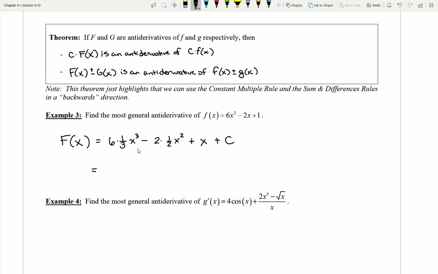Now, of course, I could simplify a little bit more after this. 6 times 1/3 is going to create a value of 2. 2 times a half is just going to create the value of 1.